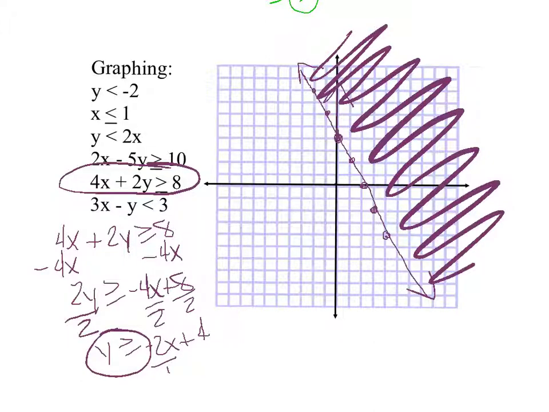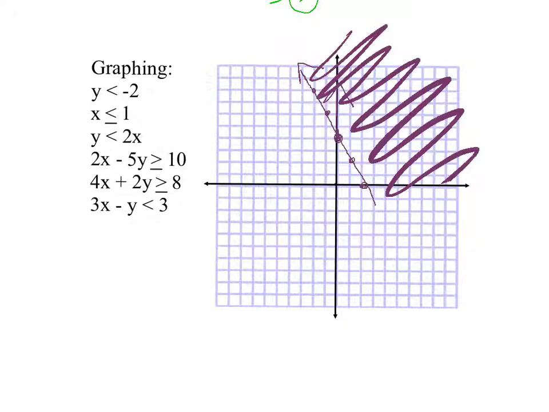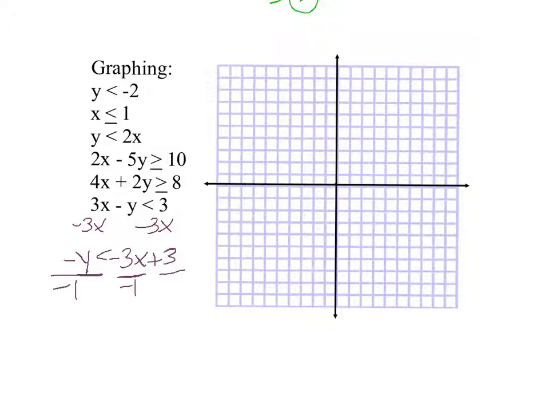Alrighty. One more line, one more inequality, I guess I should say, to graph. Let me erase what I have here. Alright, for this last one I need to get, again, y by itself, so I move the 3x over. Negative y, that negative is still there, minus 3x plus 3. And I'm going to divide by a negative 1 everywhere. So y, I divided by a negative, so I need to switch the sign. I get 3 over 1x minus 3.